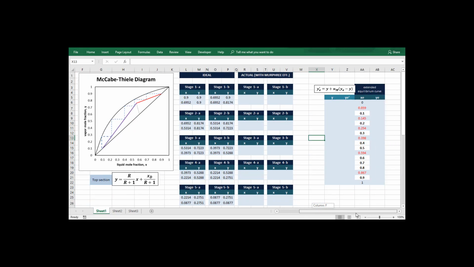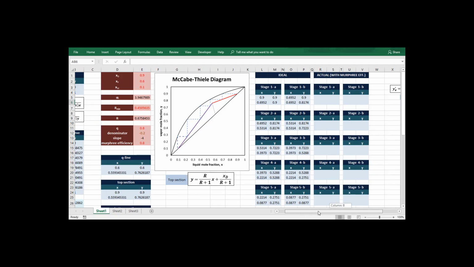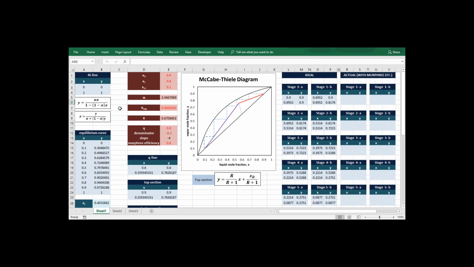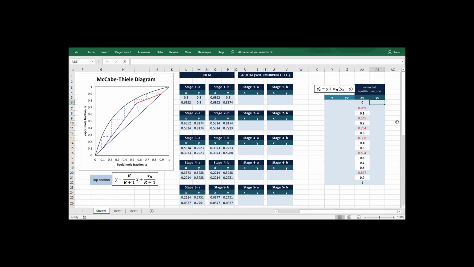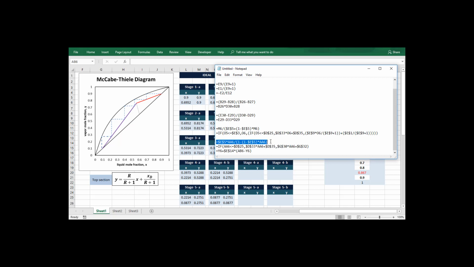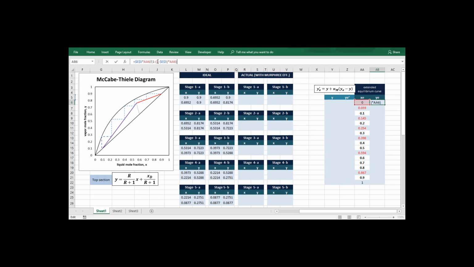But before that, we need to solve first for ye, ye prime, and y. So we will begin with ye. The formula for ye is equal to alpha times x all over 1 minus the quantity of 1 minus alpha times x. Then I'll just drag this down and it will automatically compute for the other values.